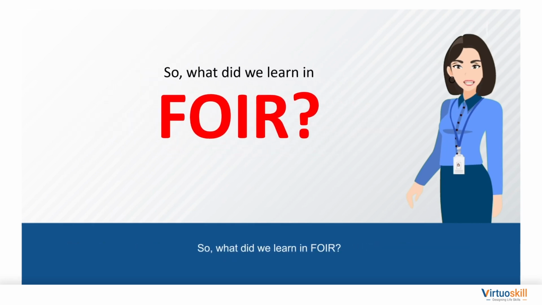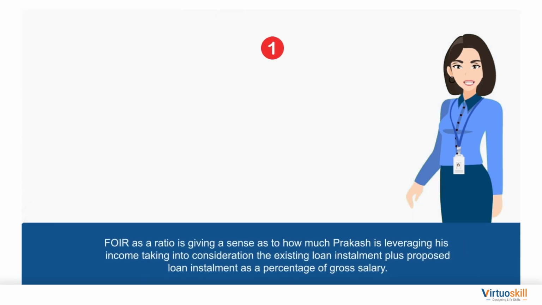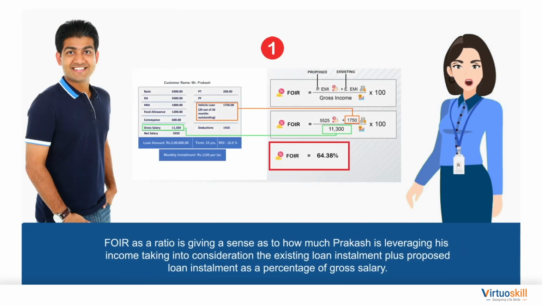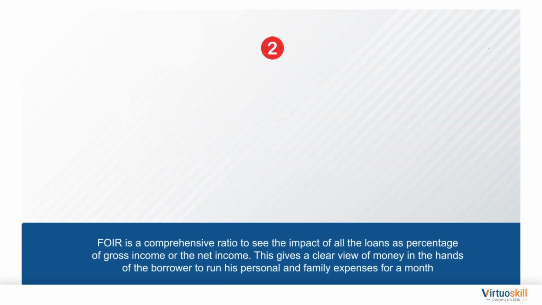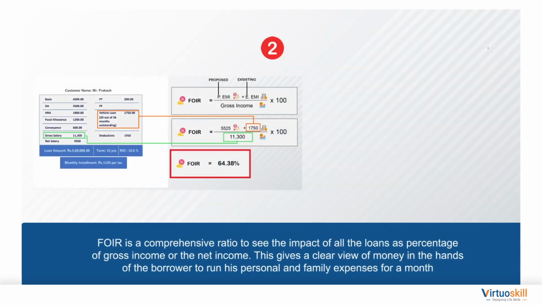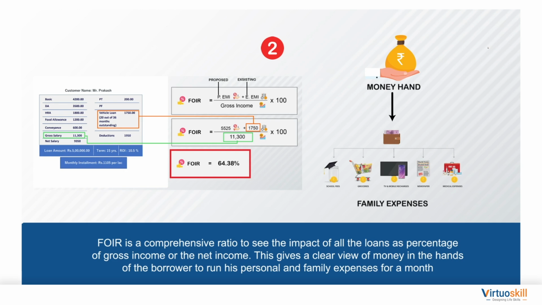So, what did we learn in FOIR? 1. FOIR as a ratio is giving a sense as to how much Prakash is leveraging his income, taking into consideration the existing loan installment plus proposed loan installment as a percentage of gross salary. 2. FOIR is a comprehensive ratio to see the impact of all the loans as percentage of gross income or the net income. This gives a clear view of money in the hands of the borrower to run his personal and family expenses for a month.